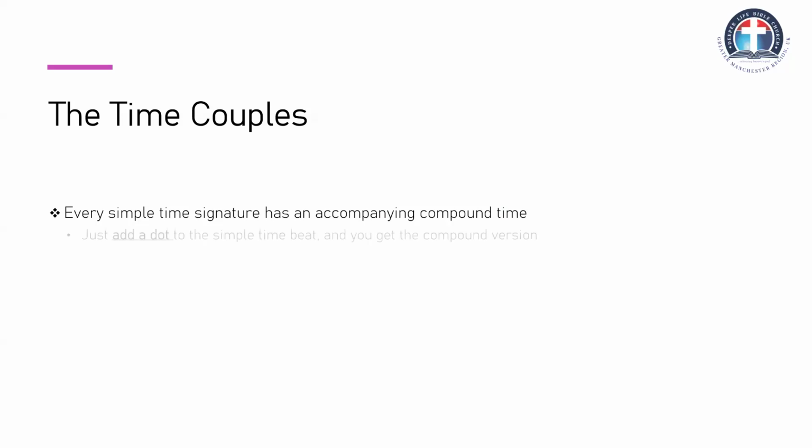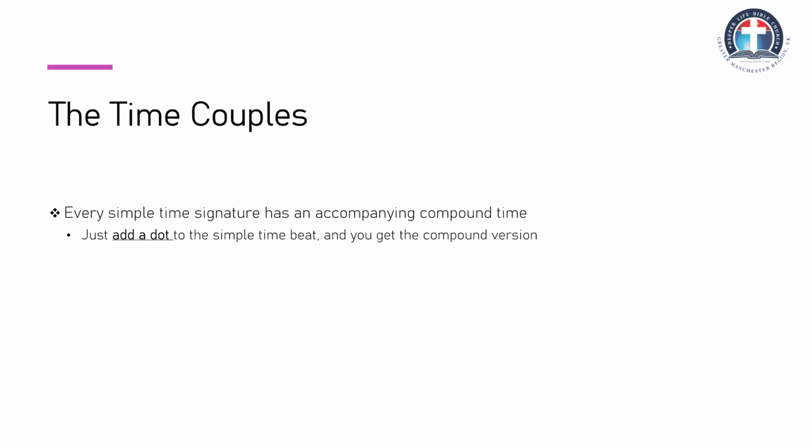The time couples. Every simple time signature has an accompanying compound time. Any simple time signature, you can get it just like we talked about in your grade 2. In your grade 2, we talked about a major scale and a relative minor scale, that every major scale has a relative minor scale. In the same vein too, every simple time signature has an accompanying compound time. What you just need to do is to add a dot to the simple time signature and you get a compound time signature. Just add a dot to this.